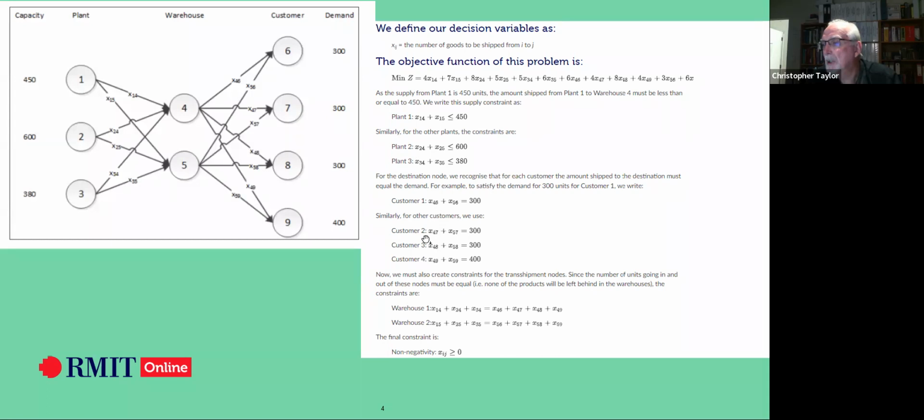And then customer 2, so there's X47, so 47 and 57 is 300. And then so we've got 300, 300, 300, and then 4858. So 48 and 58 cannot exceed 300. And then 49, so 49 and 59 can't exceed that 400.